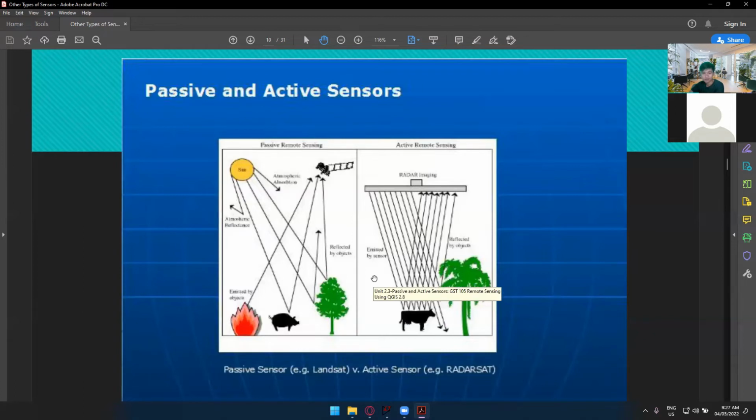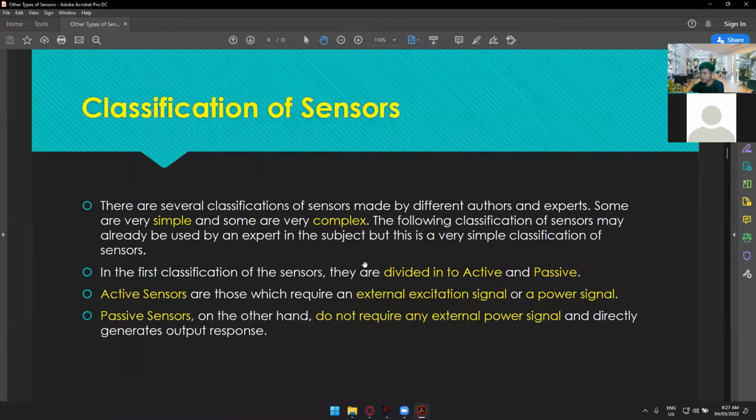Okay. So did you guys get the idea so far of what an active sensor and a passive sensor is? Yes, sir. Yes, sir. Yes, sir.